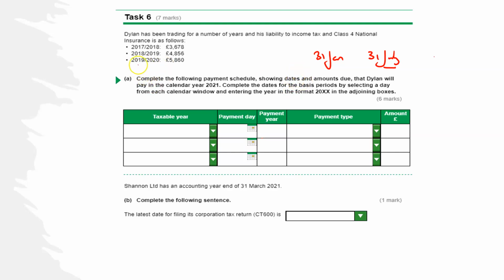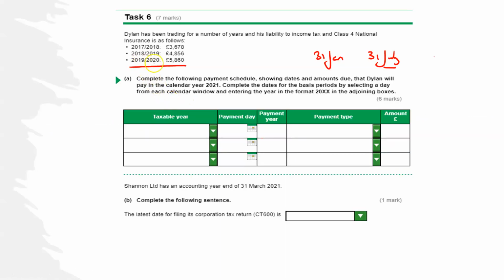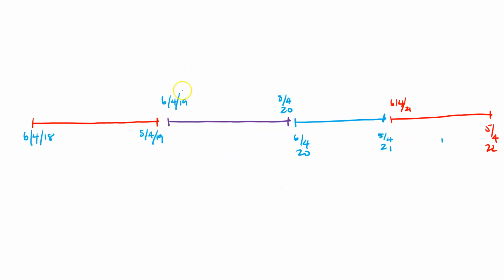Let me start here with this 2019-2020 of 5,860. So what happened here was, because it says 2019-2020, what that means is that in this period, from the 6th of April 2019 to the 5th of April 2020, I could even assume that was the case, you made profits of 5,860. So I could even pretend that your actual year end was the 6th of April 2019 to the 5th of April. It might be different, but the point is it's in this period in purple.